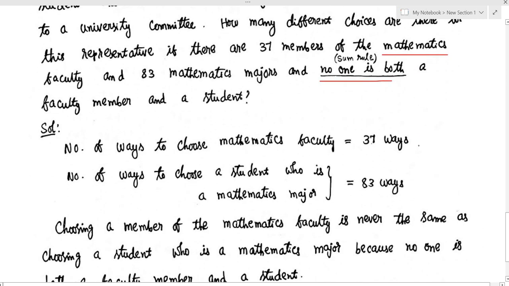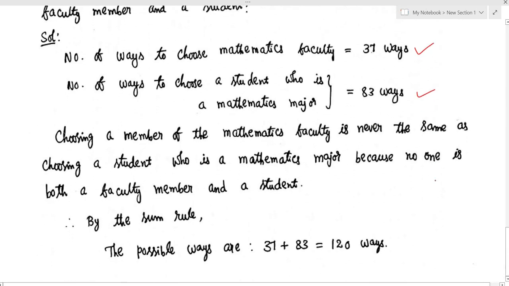First, it is clearly given 37 mathematics faculty are there and 83 mathematics major students are there. So when you are choosing a member of the mathematics faculty, it is never the same as choosing a student who is a mathematics major, because no one is both a faculty member and a student. Hence, by sum rule, we can add up 37 and 83. You will be getting 120 ways.